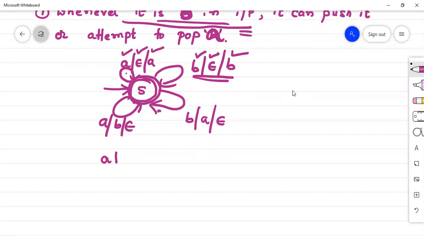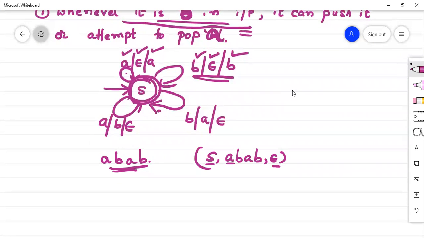Otherwise, let me just take, I said I'll not work it out, but let us just take. If you are in a state S and you get A, so S, A, epsilon, you have an option, right? You can see here, when you get an A, if there is nothing in the stack, I can push it, right? So what will I do now? I'm going to push that A into the stack.